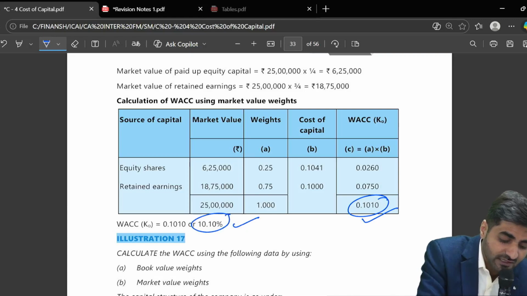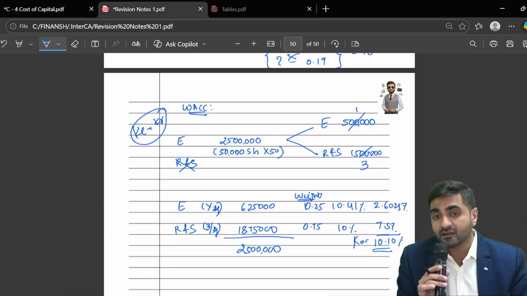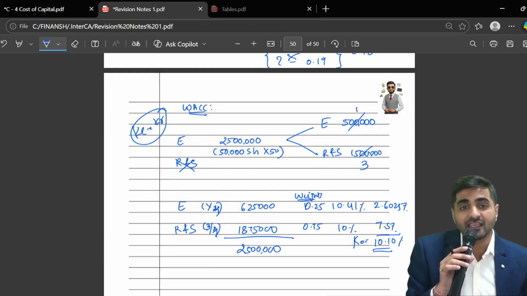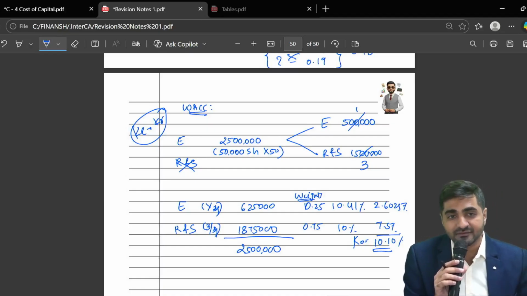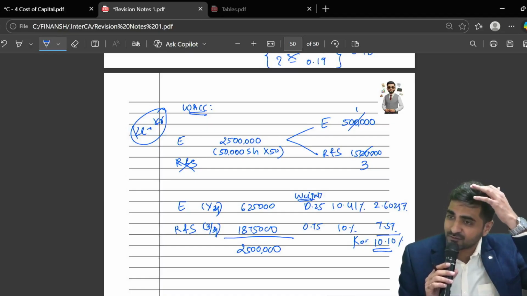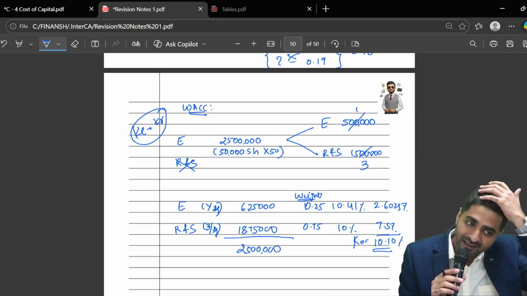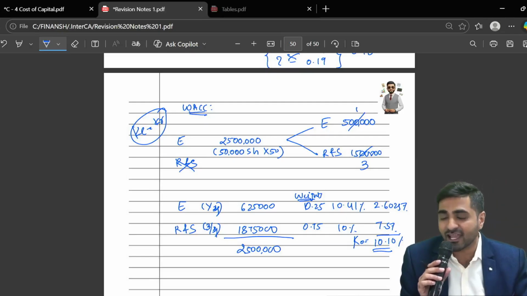Are you guys trying to understand this? Okay. But for that, what did you understand first? That if the KE and KR would have been the same, then the entire 25 lakh rupees was nothing but the market value of equity only. And we would have considered that KE only as your KO.